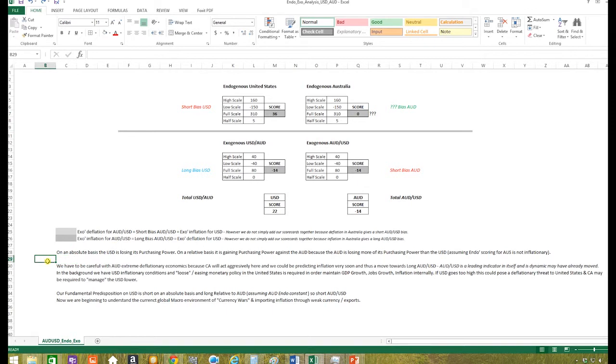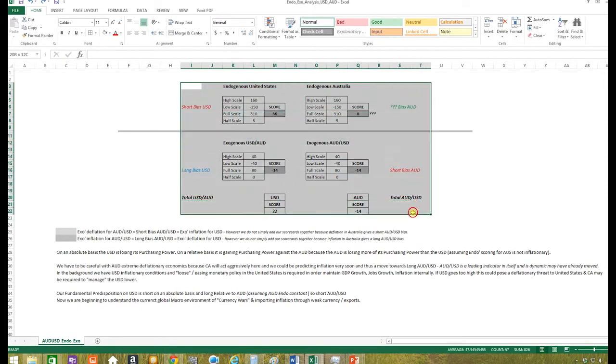So we have to be a little bit careful with our Aussie dollar extreme deflationary economics, because central authorities will act aggressively here, and we could be predicting inflation very soon and be moving towards a long Aussie dollar US dollar bias. And what we have to understand as well is that the Aussie dollar US dollar exchange rate itself is a leading indicator and is dynamic. So it may have already moved to actually price what is happening here.